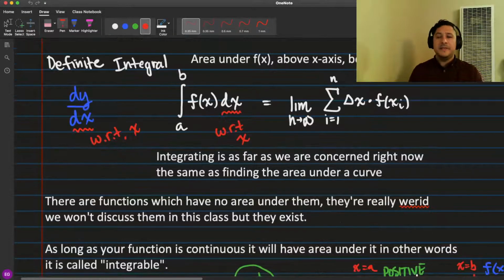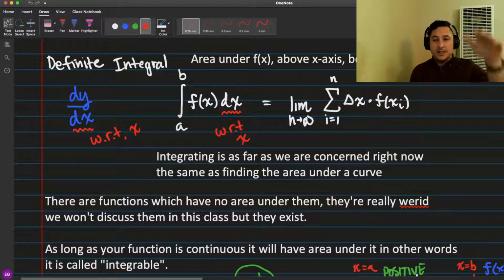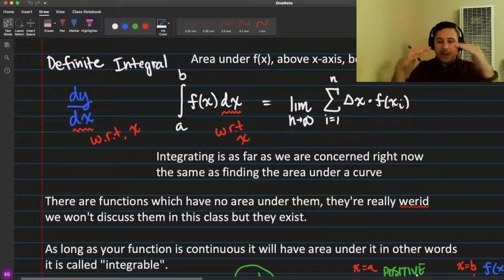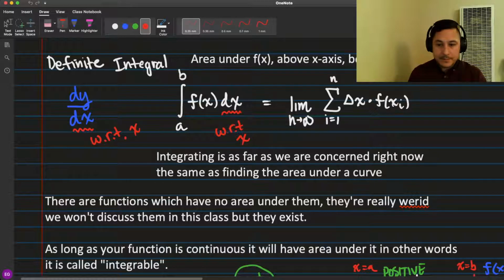Okay, so we called this the definite integral. The definite integral is defined to be the limit of sigma of delta x f of xi. The way we write it is with this integral symbol, right? We have the long S with an a to b. The a to b tells you that you want the area between x equals a and x equals b. The f of x right here tells you that you want the area under f of x, but you want it above the x-axis. Okay.